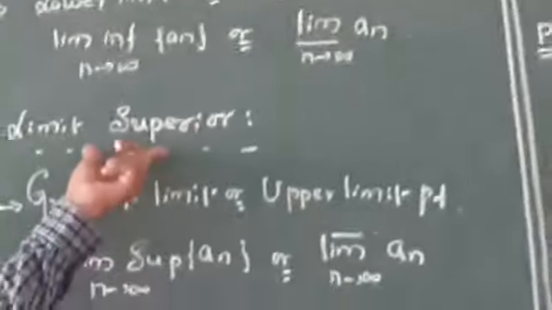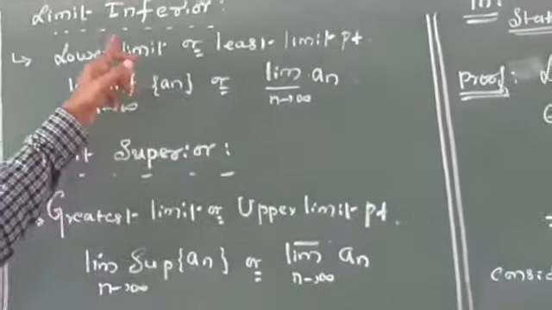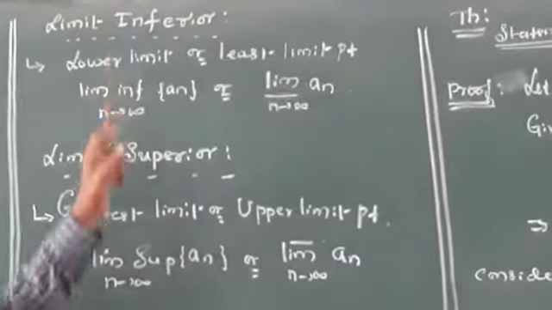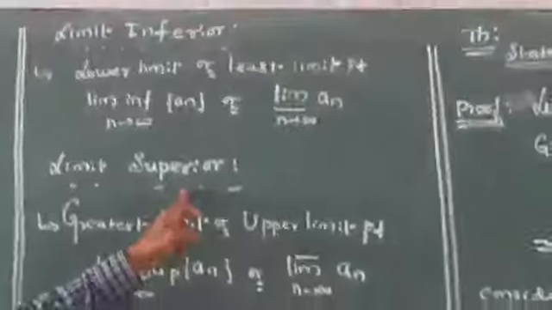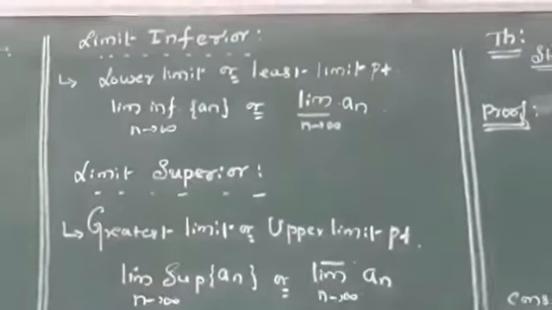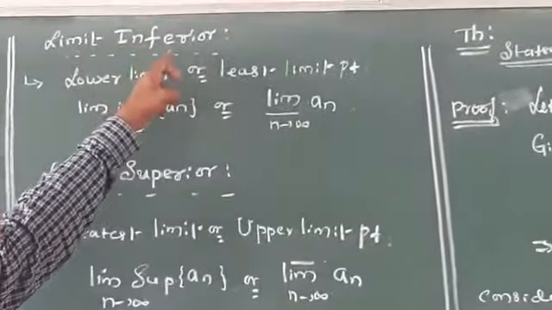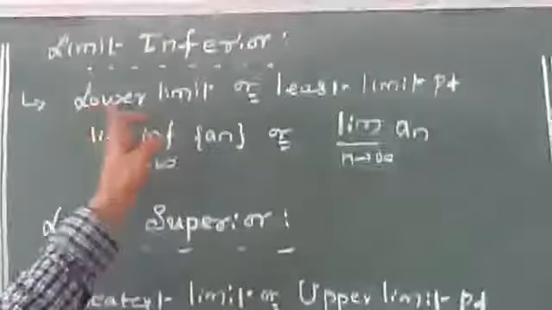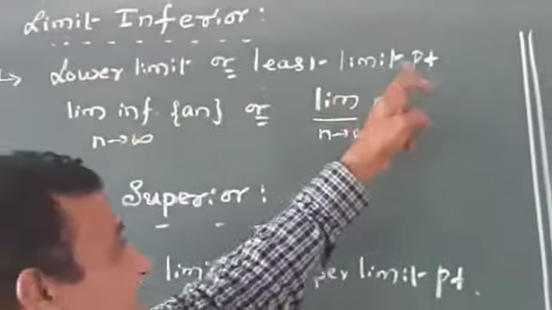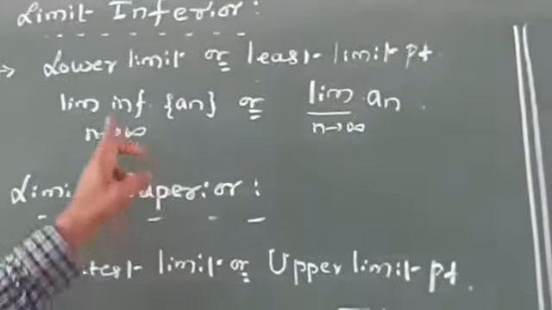Okay. Next, limit inferior and limit superior. Limit inferior is the lower limit, and limit superior is the upper limit. A sequence's least limit point is said to be the limit inferior. That is represented like this.